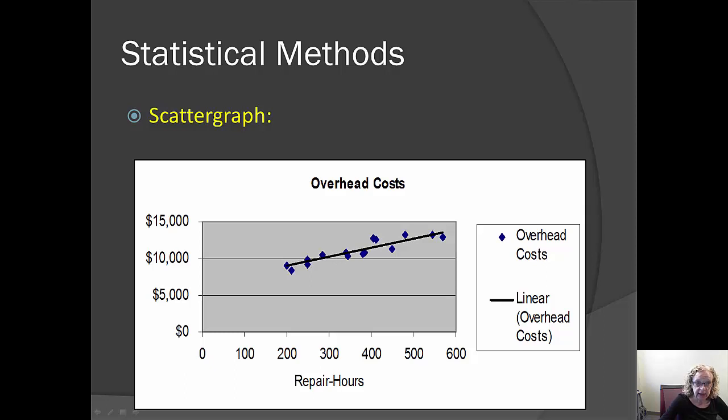So here's a scatter graph that Charlene generated in Excel. When you look at it, do you see a relationship? Clearly, this data approximates a straight line. That means it is suitable for this type of analysis.